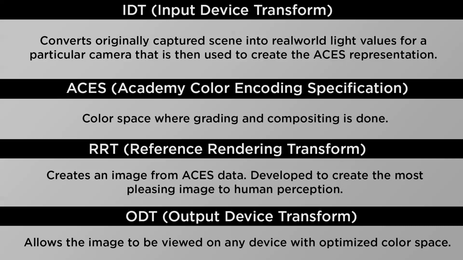And finally, the ODT, which is the output device transform. This is what allows the image to be viewed on any device with optimized color space. When you're selecting the ODT, you want to make sure that it matches whatever primary device your film is going to be viewed on. One of the beauties of this workflow is that you can just change the output device transform and it will optimize your footage for whatever device that is. That means you don't have to do a separate color grade for different devices. So if you're going to an HD monitor, you can use Rec.